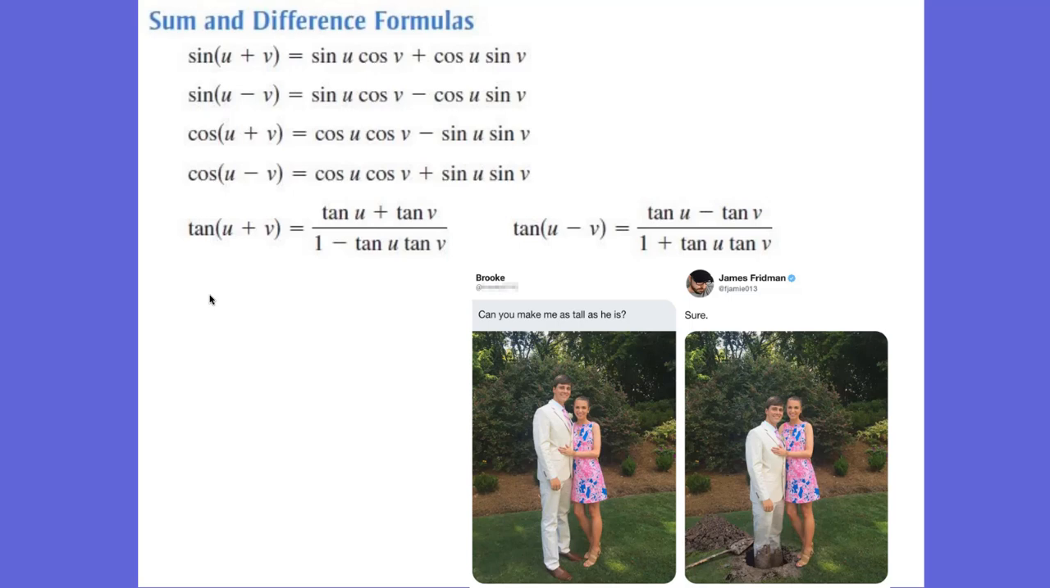So let's say we have an angle that can be added up. So you can see sine of u plus v. So this angle can be added up between u and v. And you can see there's a formula to this. We have sine of u times cosine of v plus cosine of u times sine of v.